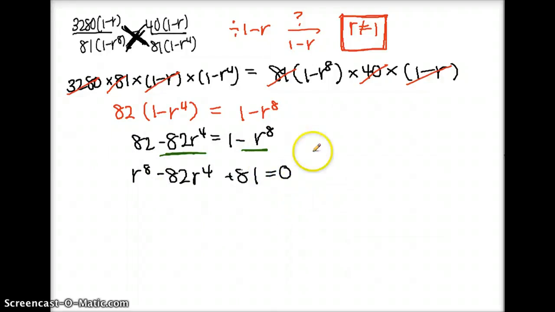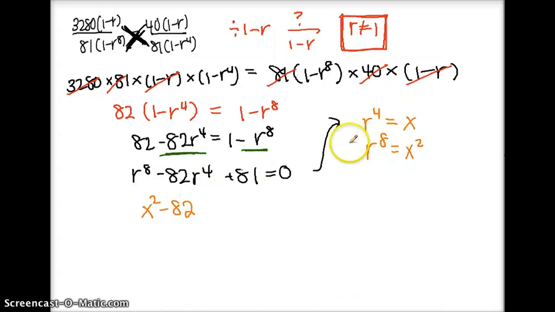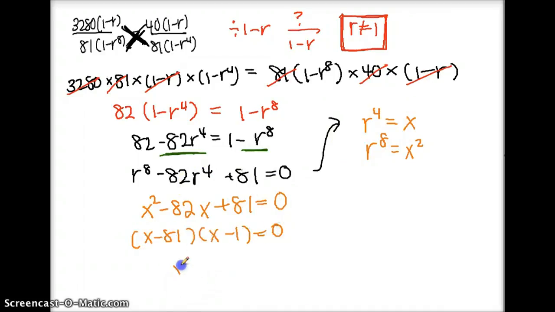And to solve for this, I'm going to make r to the power of 4 equal to x, which means r to the power of 8 is equal to x squared. So if I substitute x, it's going to make this a lot easier to solve. So I have r to the power of 8, which is x squared, minus 82 times r to the power of 4, which is x, plus 81. So this is really easy to solve. It's just factoring. So we have (x - 81)(x - 1) equals 0, and we're left with x equals 81 and x equals 1.